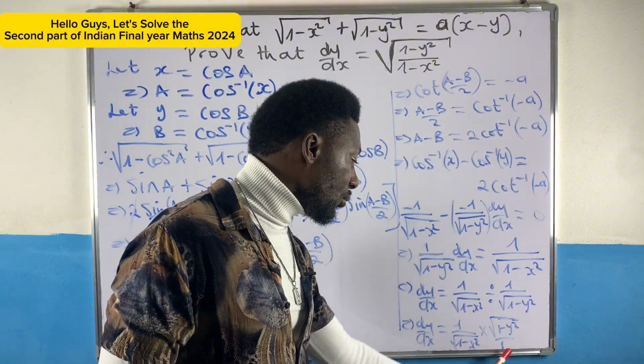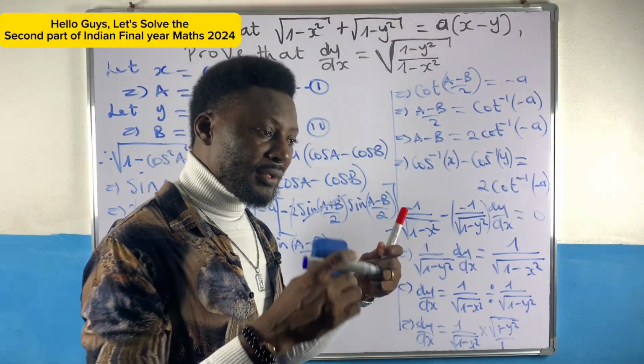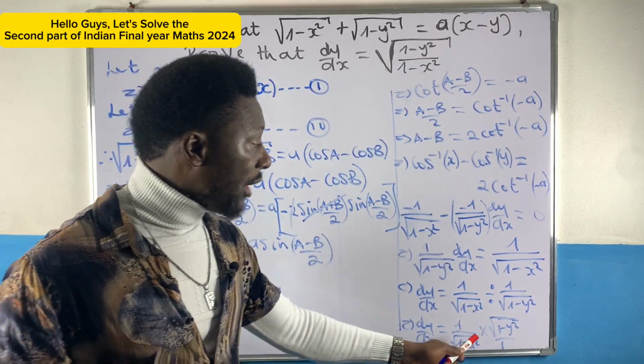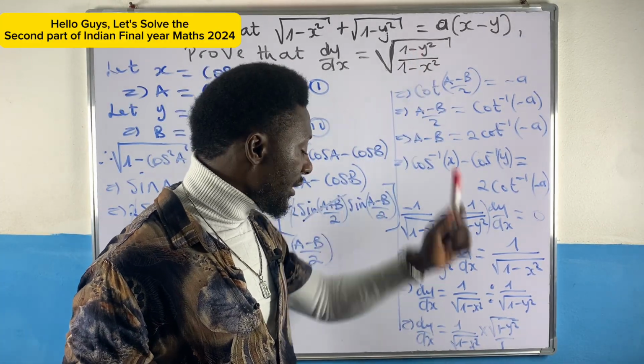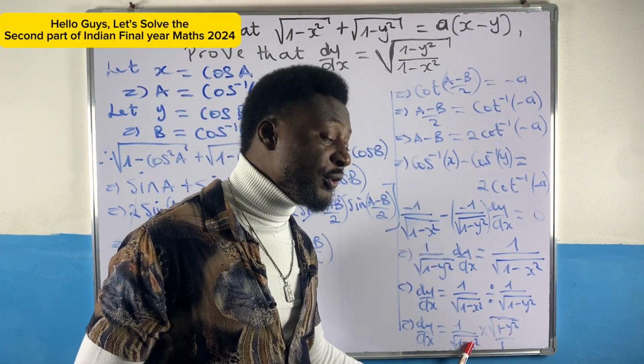So if you don't know how to simplify this last part, you can send me a DM. I will respond to you. I'll show you how to arrive at this level, but it is already at this level because you have your numerator and you have your denominator.